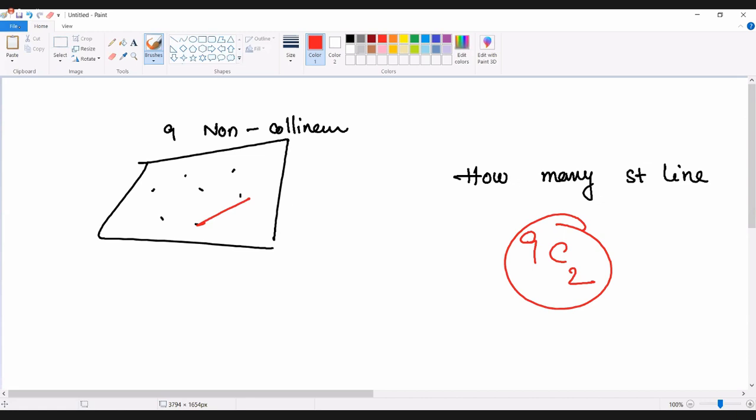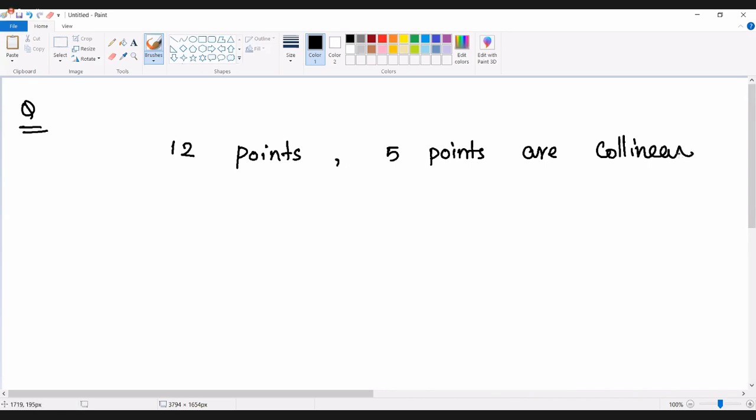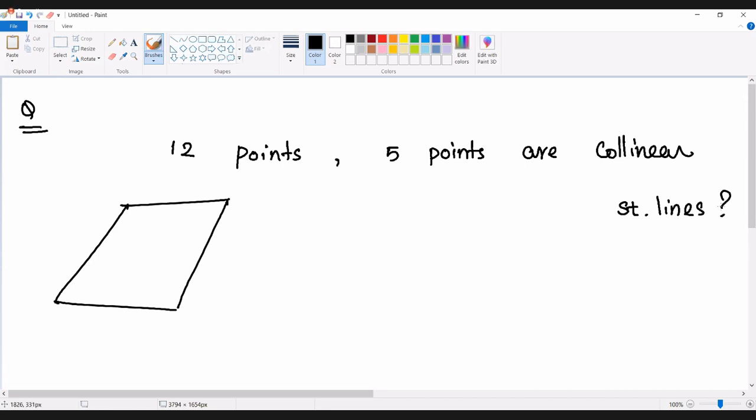Similarly, let's assume the question is projected like this. In a two-dimensional plane, there are 12 points available. Out of 12 points, 5 points are collinear. How many straight lines are possible is the question. So how can we proceed with the solution? Using 12 points, how many lines can we make? 12C2.